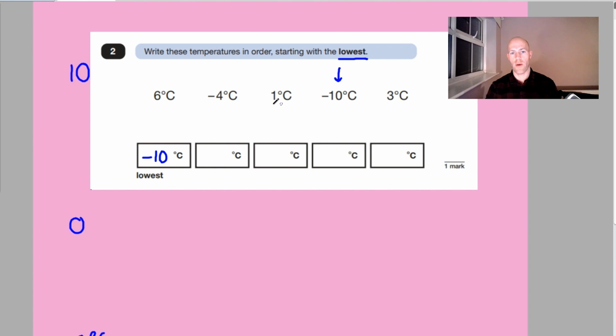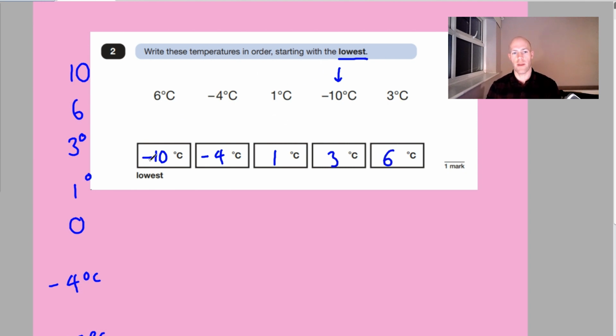Next up, we've got to look where's going to come next. Well, the only other negative that we've got is -4. So that will come in there. -4 degrees. Next, we're going up to 0. Now we're going past 0. We now get to 1 degree. Then we get to 3 degrees. And then we get to 6 degrees up there. So 1, 3, and 6. I'm going to check I've got it right.